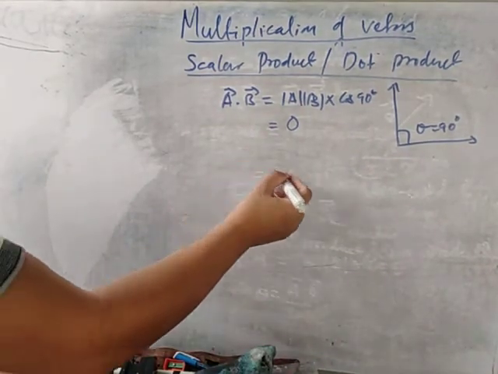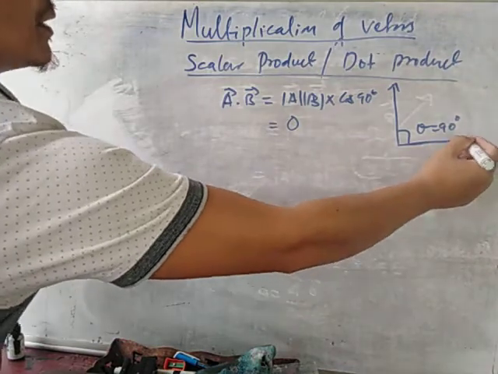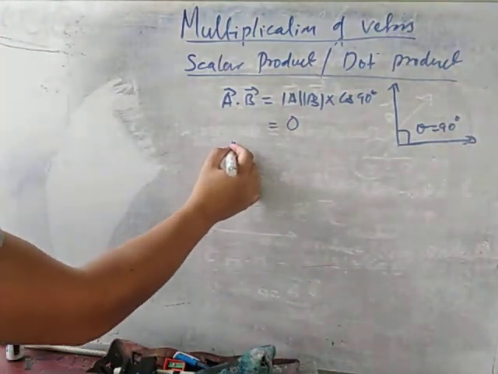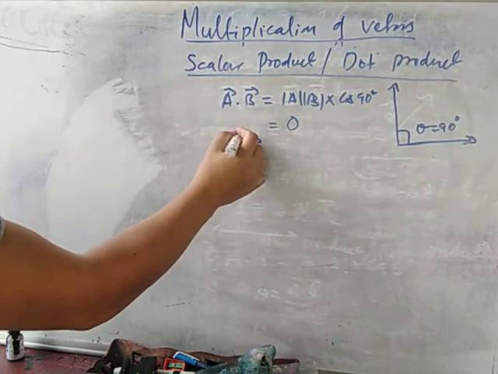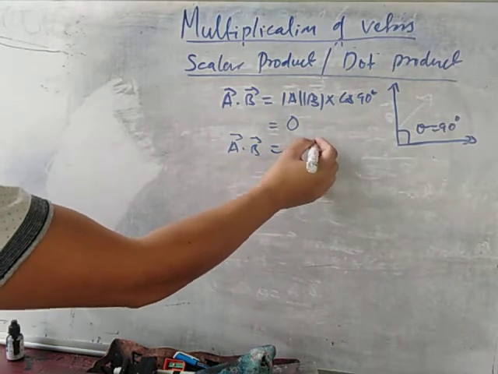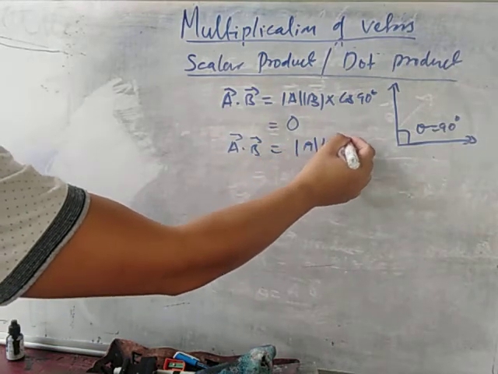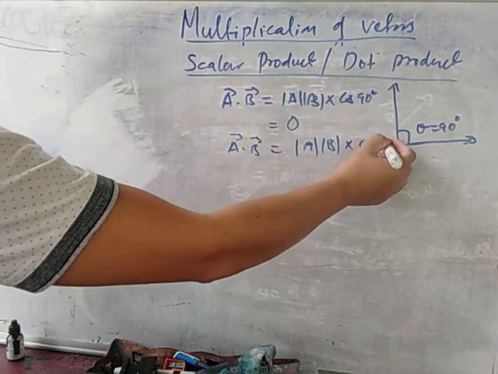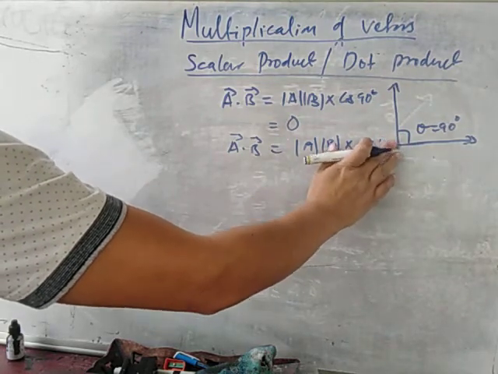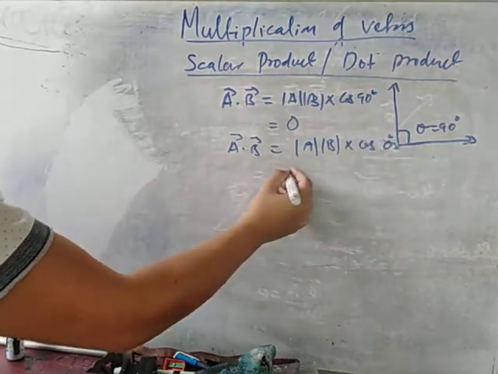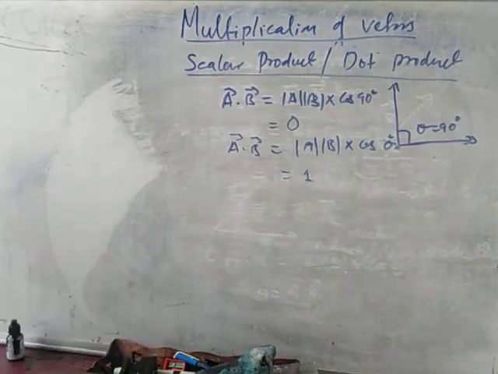And if these two vectors are on the same line, then what happens? A dot B equals A B into cos 180, or cos 0 degree. Cos 0 degree equals to how much? 1. Clear?